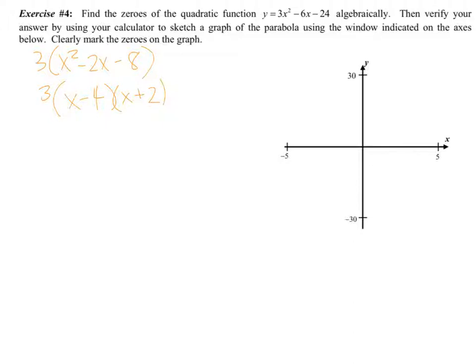You will notice that we have a 3 on the outside. That 3 actually gets ignored when we're talking about the roots or the zeros. My zeros are still going to be negative 2 and positive 4, because positive 4 minus 4 equals 0 and negative 2 plus 2 equals 0. The 3 just tells us that it's going to be a skinnier graph. So my zeros are still going to be at negative 2 and positive 4. My y-intercept is still going to be at negative 24.